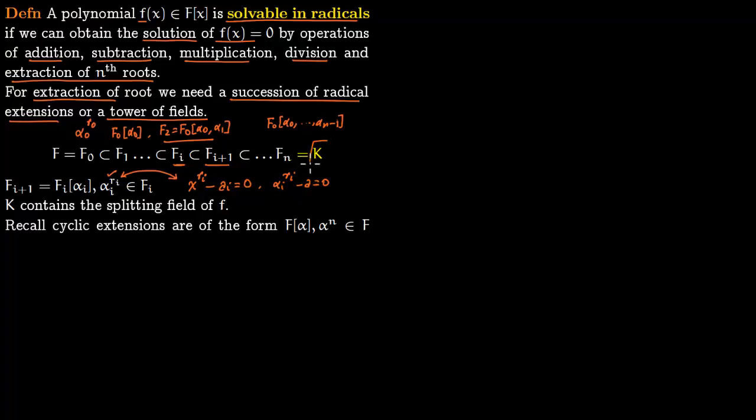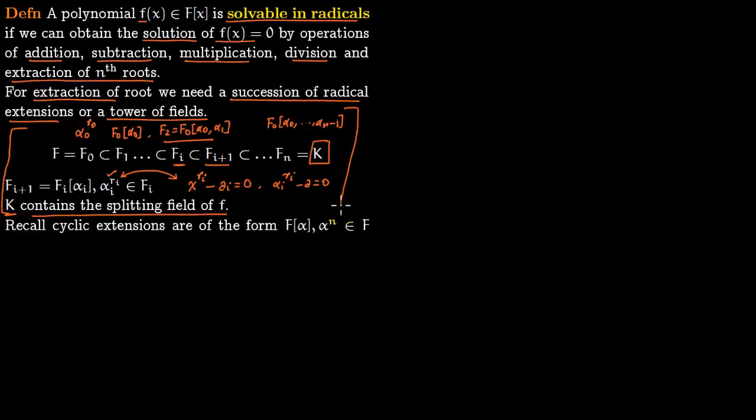Now another condition for solvability is that, in the end, the polynomial has to split completely. So K contains the splitting field of our polynomial f. If you're able to construct these extensions in terms of radicals, just keep on taking roots, and in the end you're able to completely split your polynomial, then it means that it is solvable in radicals. So this is the condition for solvable in radicals.